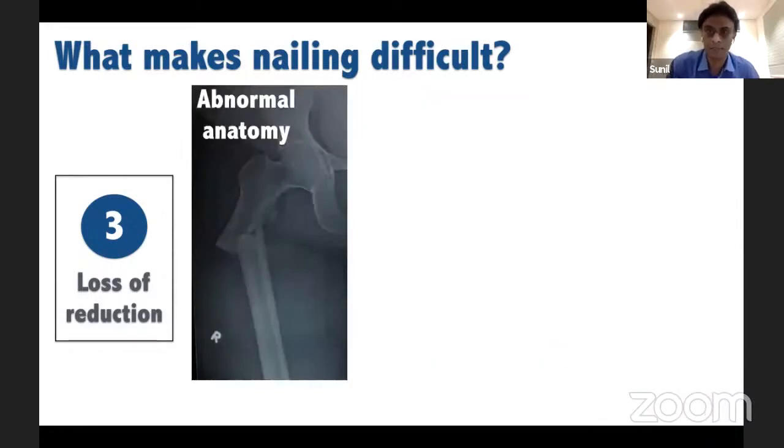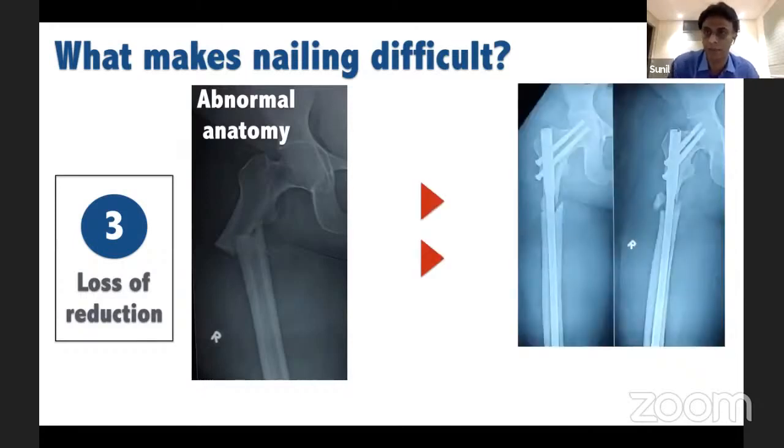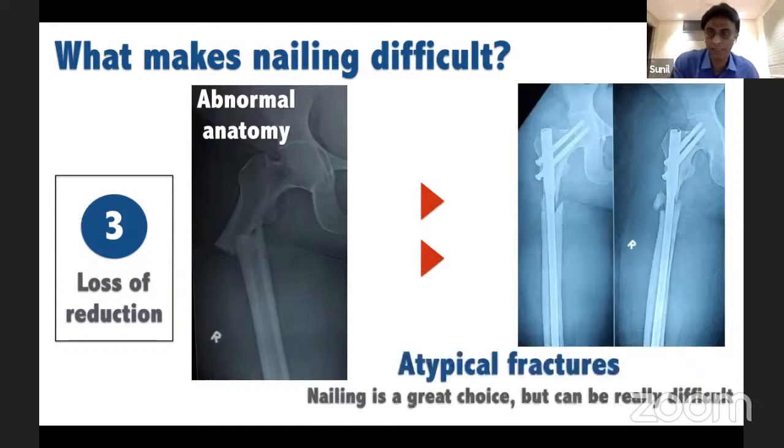And last thing is, sometimes the anatomy itself might make it very difficult. That is the case with atypical fractures. If you look at this example, you can see that the proximal femur is not normal. You can see the medullary cavity is closed and you can see a lot of endosteal remodeling on that proximal femur. And if you are going to nail this, this can be really, really difficult. And often you can end up in malreductions like this. For atypical fractures, nailing is a great choice, but can be really difficult unless you follow certain principles and tricks. Otherwise, these can be really tough on you and also on the patient.